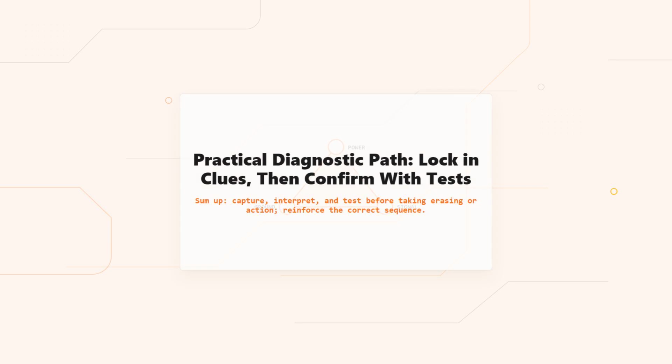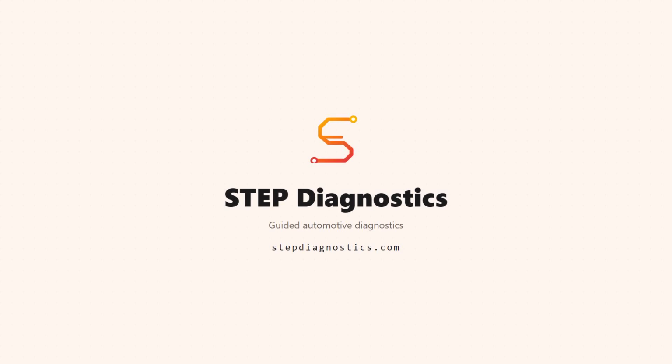Always gather full evidence, codes, freeze frame, live data, before clearing or replacing anything. Use this snapshot to guide your tests and prove the problem, rather than guess or erase clues you can't get back. Following this evidence-based path means you'll solve problems faster, waste fewer parts, and never erase your best clues before you need them.